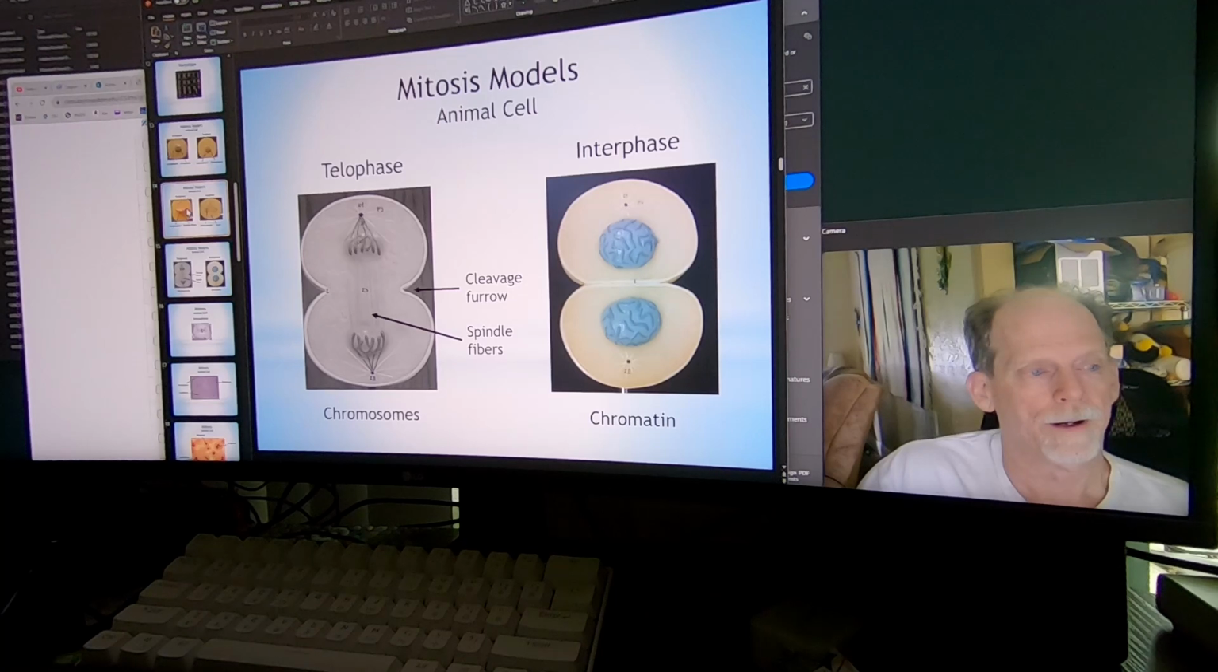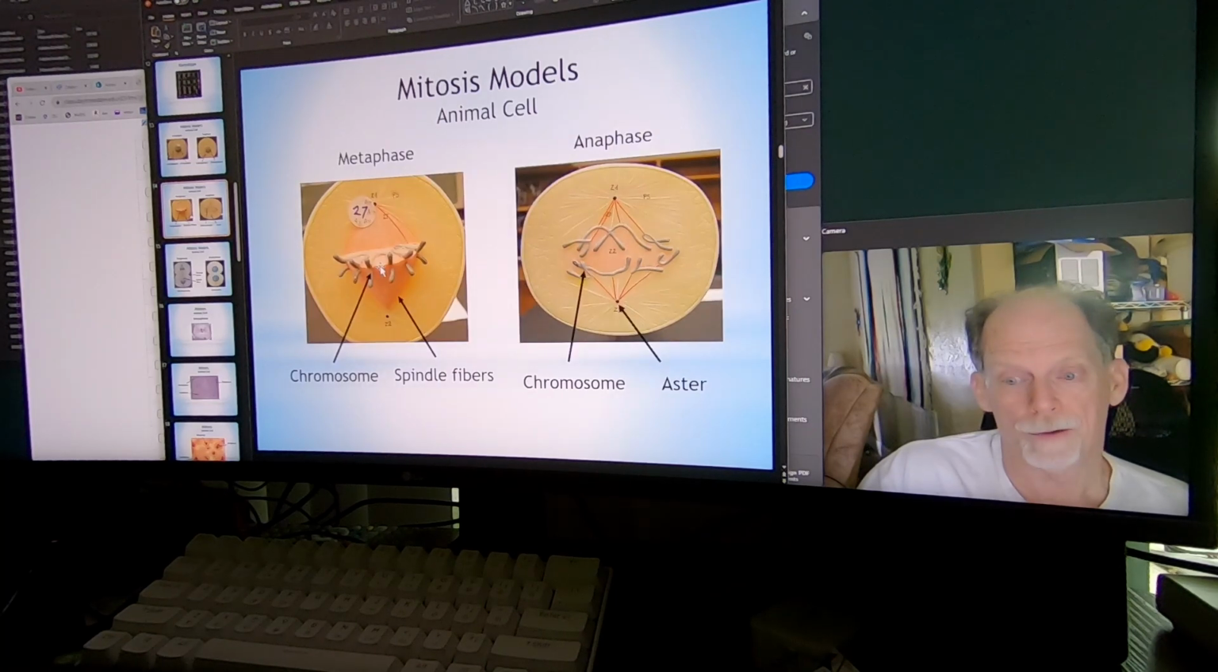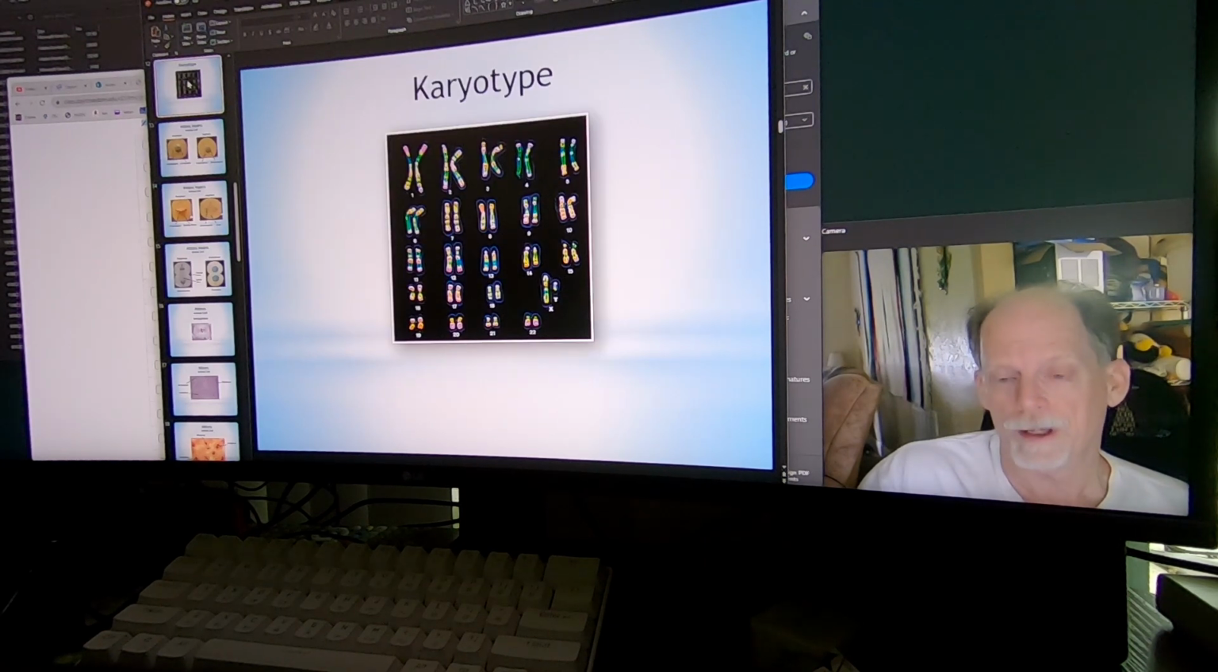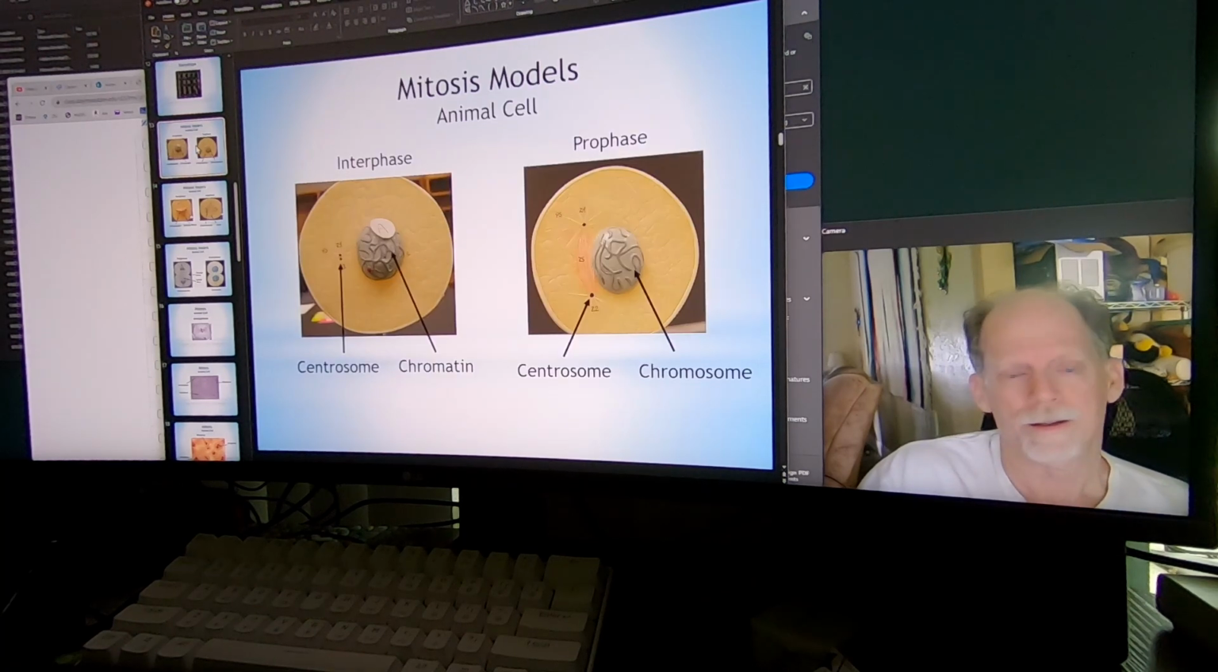If you display the chromosomes here in metaphase, what do you refer to that as? That's what a karyotype is. It's a display of all the chromosomes from a cell that was in metaphase. You're able to arrest the cells at that point, and then take a picture of them.